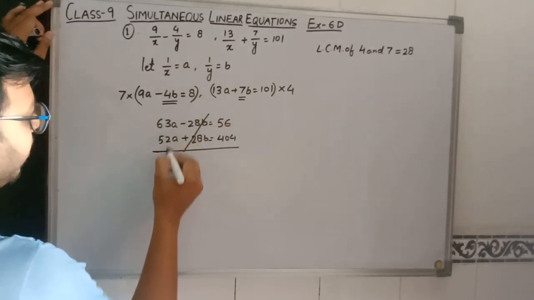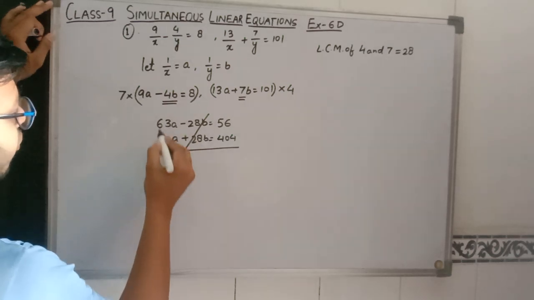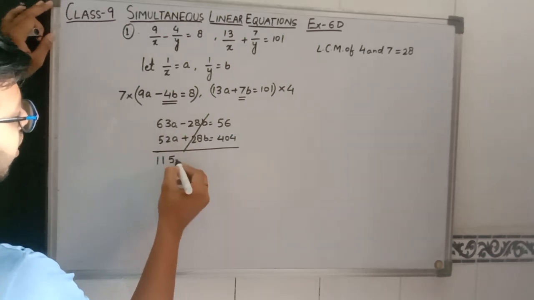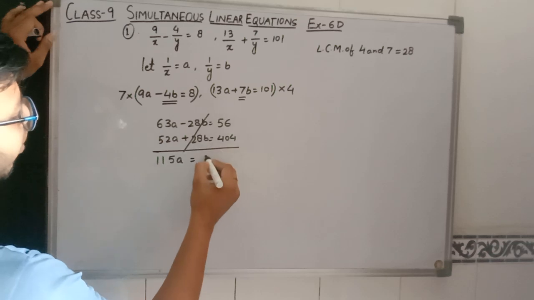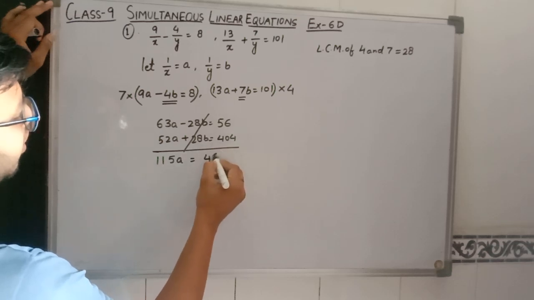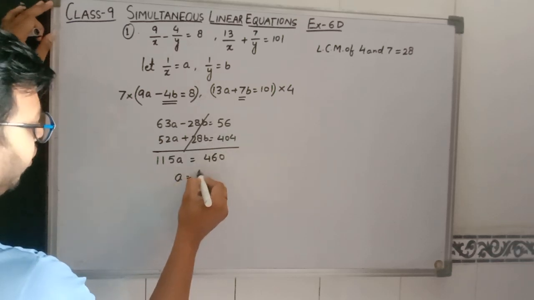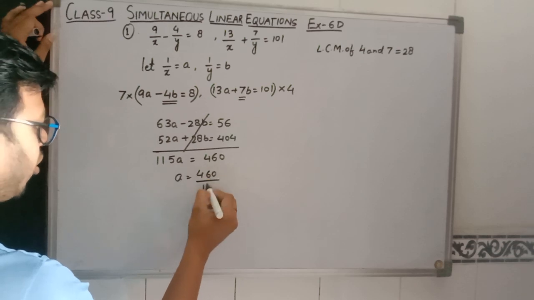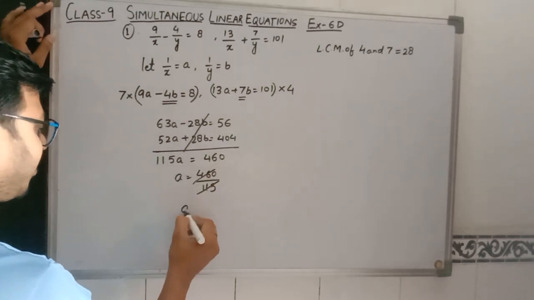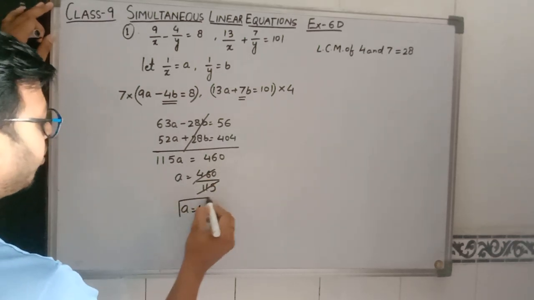Now these will be cancelled. This will become 63 and 52 is 115, 56 and 404, 460. So 115a is equal to 460. So a is equal to 460 upon 115. When you cancel out, the value of a is coming 4.